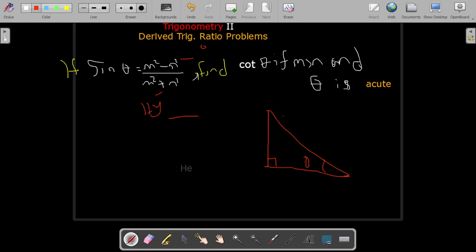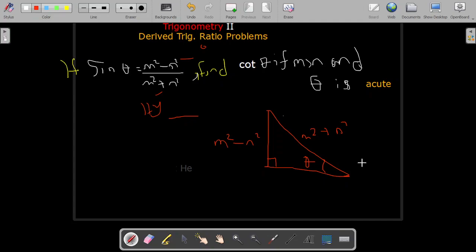Now let's input the values into the size of the triangle. For the opposite, where is the opposite? We know the opposite is the side that faces the angle, and here it is. So the opposite is m square minus n square. While the hypotenuse is the longest side of the triangle, where the right angle is facing. So the hypotenuse here is m square plus n square.